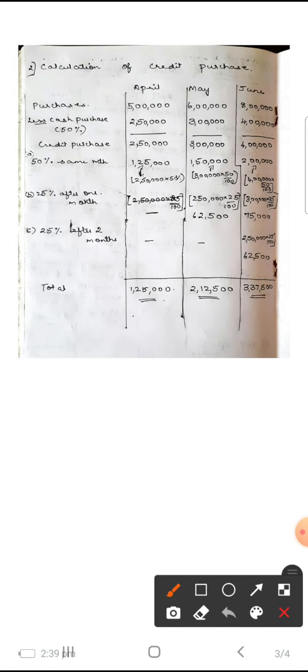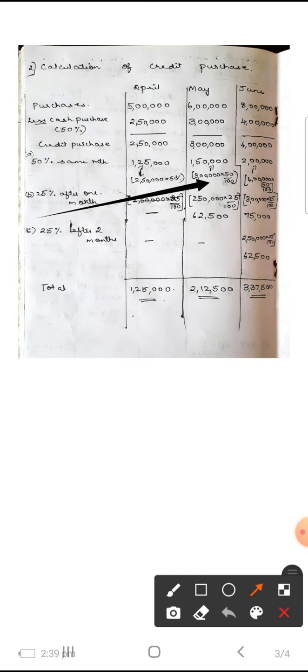See here, purchases, credit purchase. Purchase is given for 3 months, then less cash purchase, which is 50%. So 50% is credit, which means 50% is cash purchase. So deduct, and you will get this amount. 50% is paid in the same month. So for the same month, calculate 2,50,000 into 50%, you will get this.